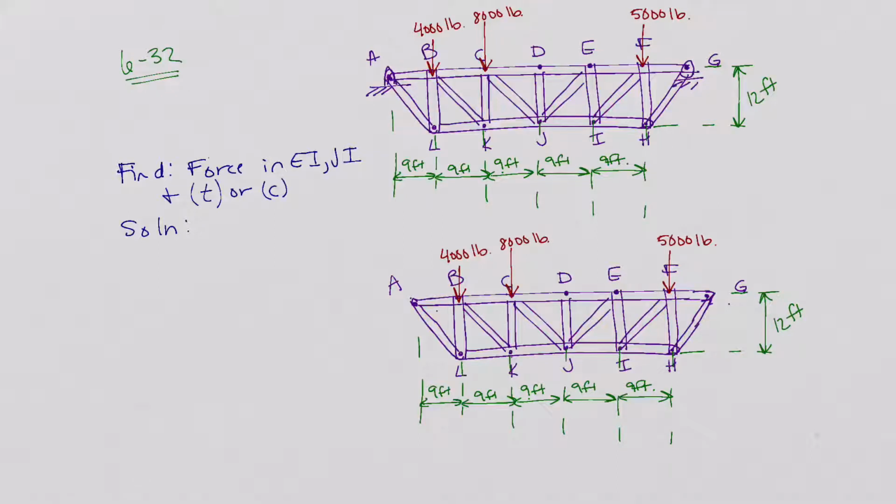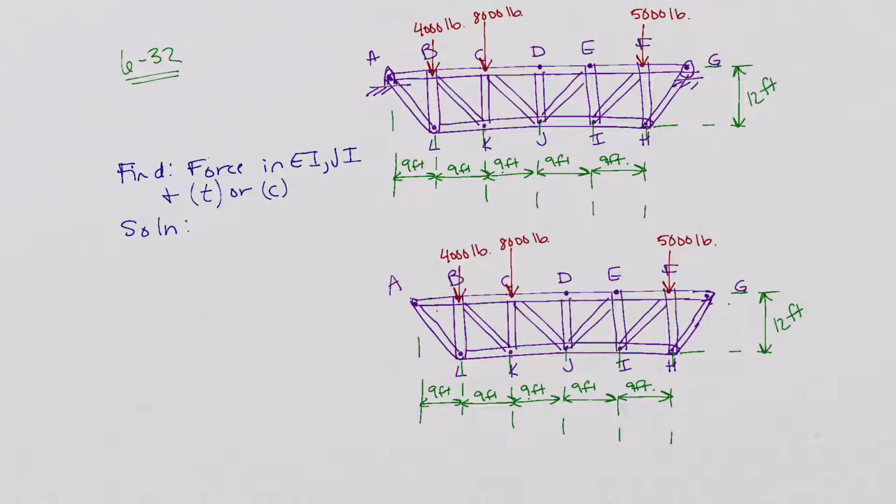So this is problem 632 from your textbook. It says determine the forces in members EI and JI of the truss, which serves to support the deck of a bridge. State if these members are in tension or in compression. So I wrote out the problem, took a little while to write it down, and then I was just now starting on my free body diagram.